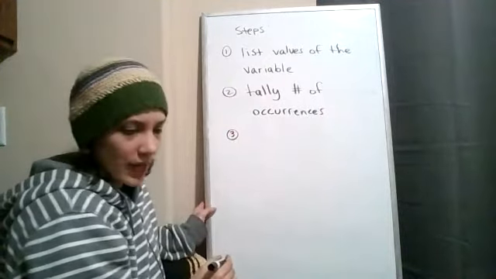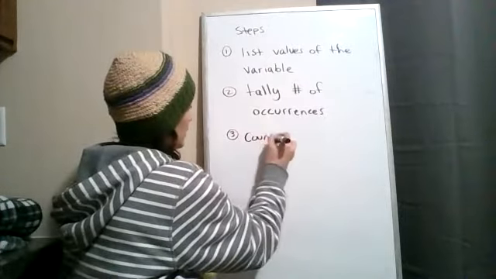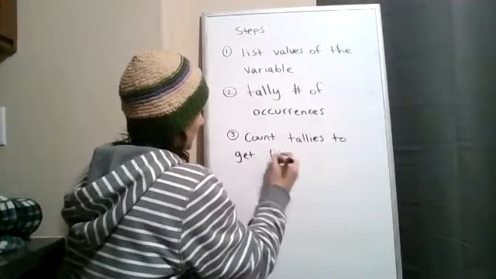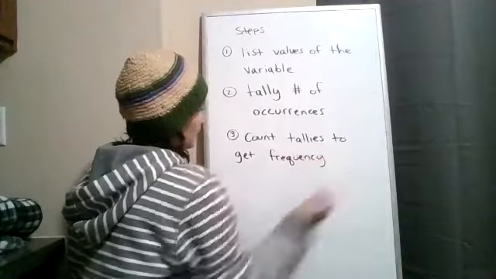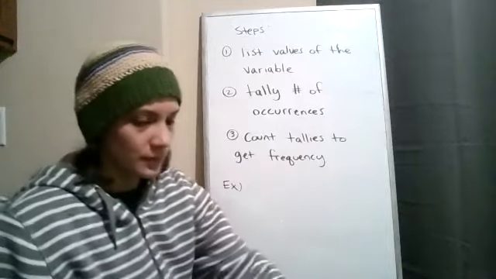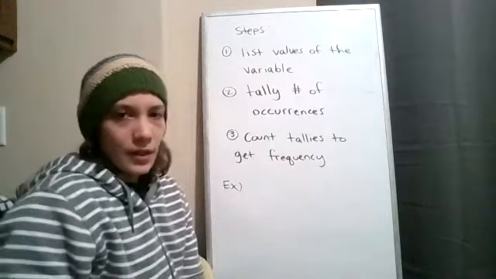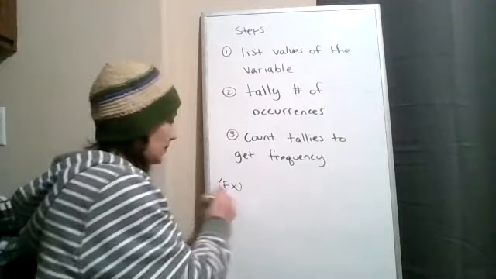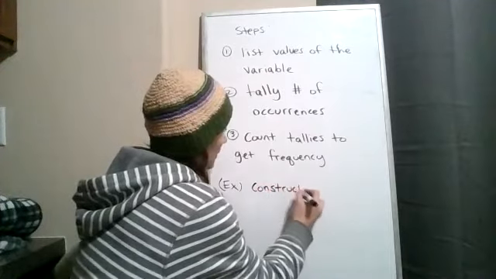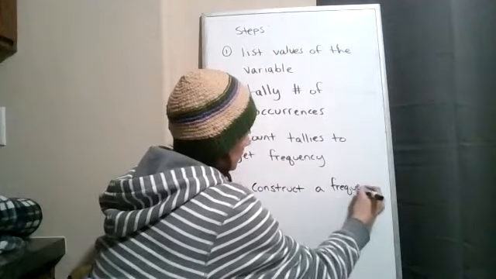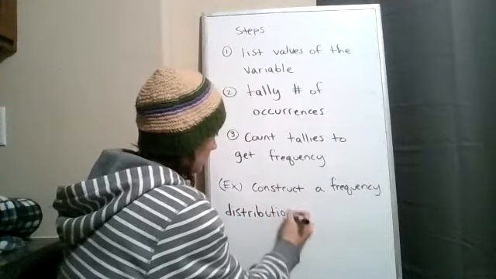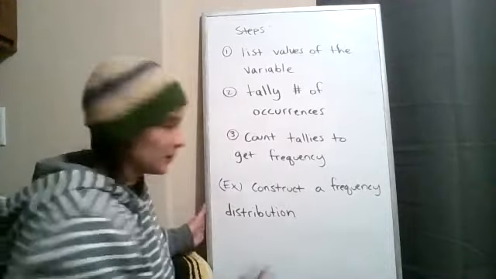And then find the frequency. So count tallies to get the frequency. So the instructions are to construct a frequency distribution for the following data.